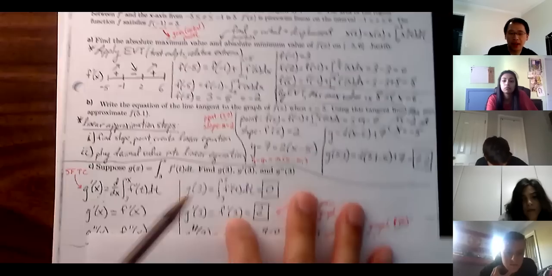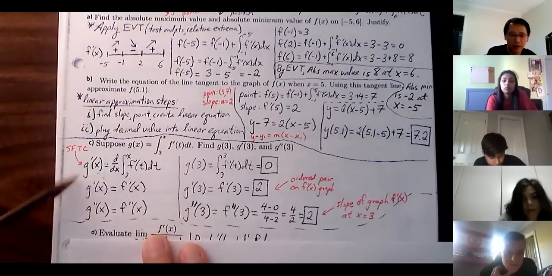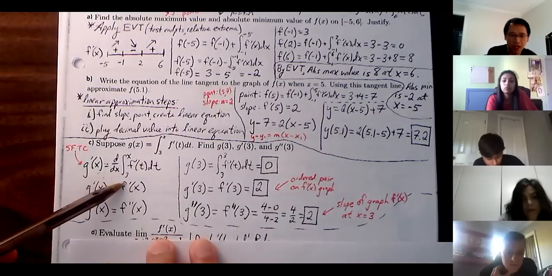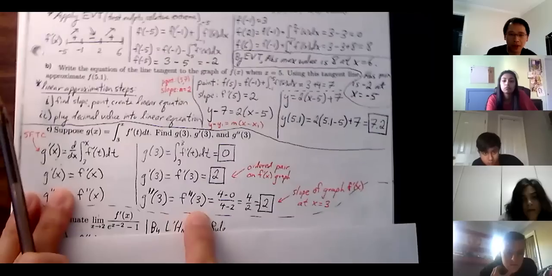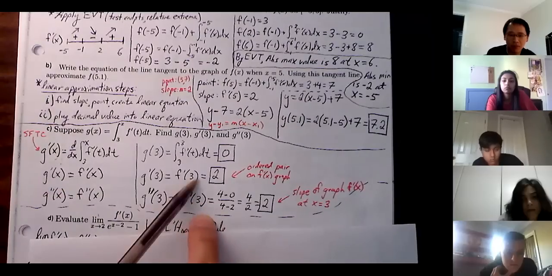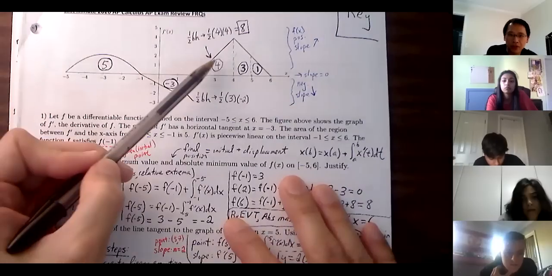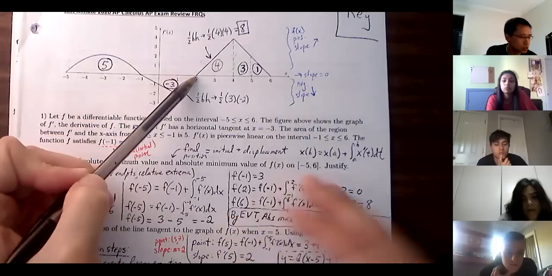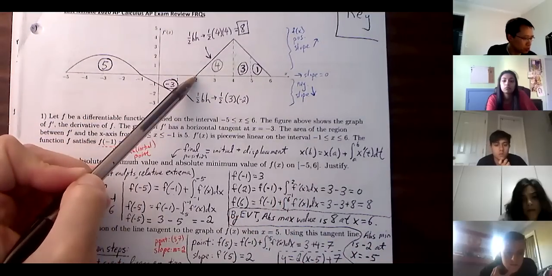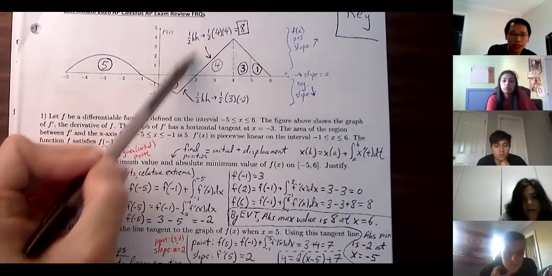The last step, find g double prime of 3. So before we can find g double prime of 3, we first have to find g double prime of x. So that means we have to find the derivative again. So g prime becomes g double prime, f becomes f prime. So f prime of 3 is just basically the slope of my f graph. So f prime of 3, I need to not find the ordered pair, but to find the slope of this line. So the slope of this line, I can just go up 4 over 2, right? So up 4 over 2, that's a slope of 2.